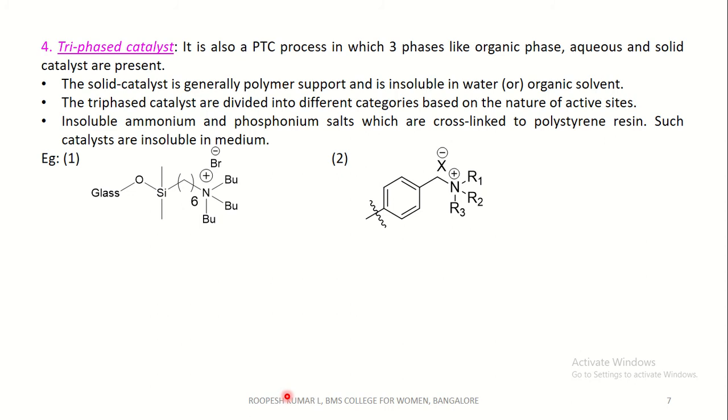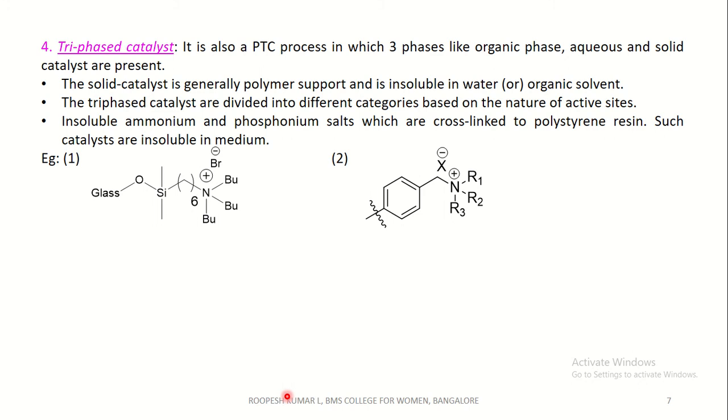Coming to the next one, the tri-phase catalyst. The name itself indicates there are three phases: an organic phase, an aqueous phase, and a solid catalyst. The solid catalyst is generally polymer supported and is insoluble in water or organic solvent. The tri-phase catalysts are divided into different categories based on the nature of the active sites.